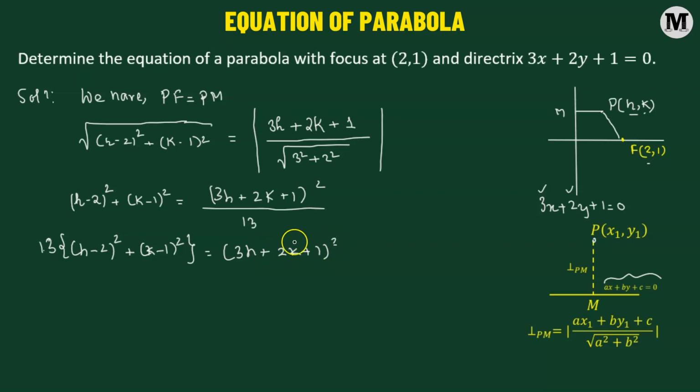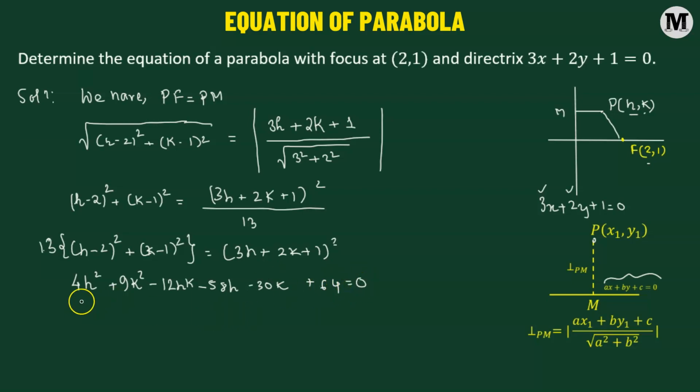Now that's simple algebra, which I'm leaving as an exercise for you to expand. I'll straight away write the final result. We get 4h squared plus 9k squared minus 12hk, then minus 58h minus 30k plus 64, equal to 0.